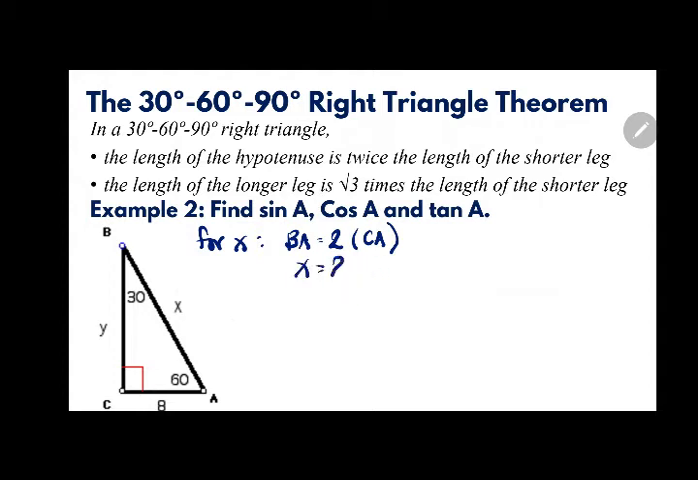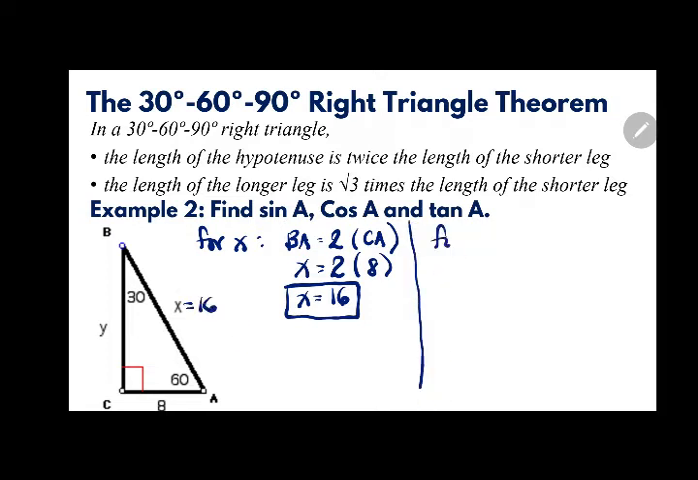So, and then we substitute BA according sa figure ay x. So, equal daw yun sa doble ng sukat ng CA. Ang CA ay 8. And then we simplify. x is equal to 2 times 8. So that's equal to 16. So alam na natin ngayon na ang hypotenuse sa example na ito ay 16.